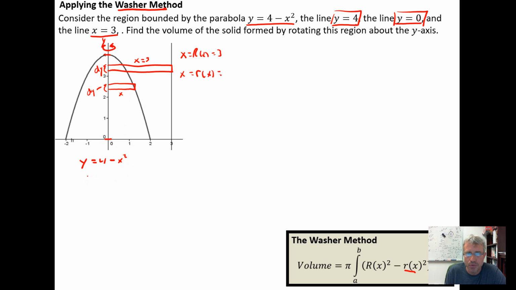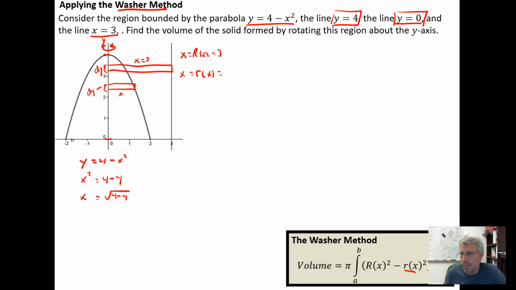So if I solve this for x, I'm going to get x squared equals 4 minus y by algebra. We're going to take the square root of both sides. We recognize that we usually do plus or minus the square root, but minus the square root would give me this half of the parabola, which I don't need. So we'll just keep the positive square root.